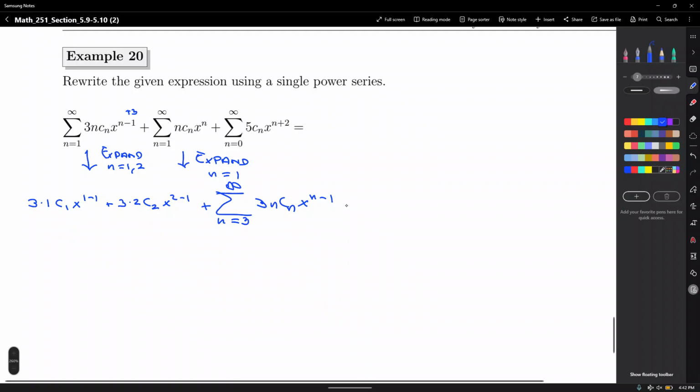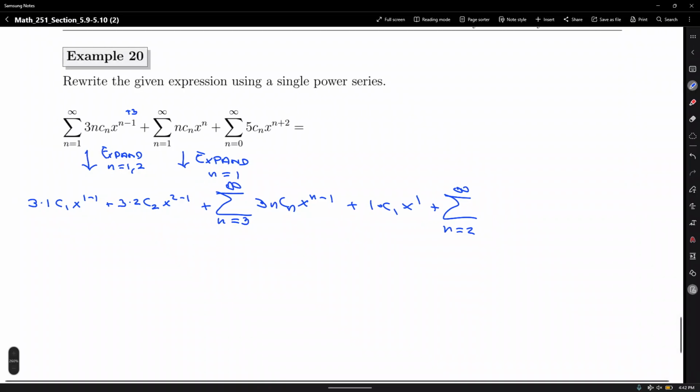Now, let's expand n equals 1 for the second series. That'll be 1 times c sub 1 x to the first plus the rest in series. That'll be sigma starting at n equals 2 in this case, to infinity of n c sub n x to the n, plus the last series remains the same because that was our reference series. We do not do anything to it. n equals 0 to infinity 5 c sub n x to the n plus 2.